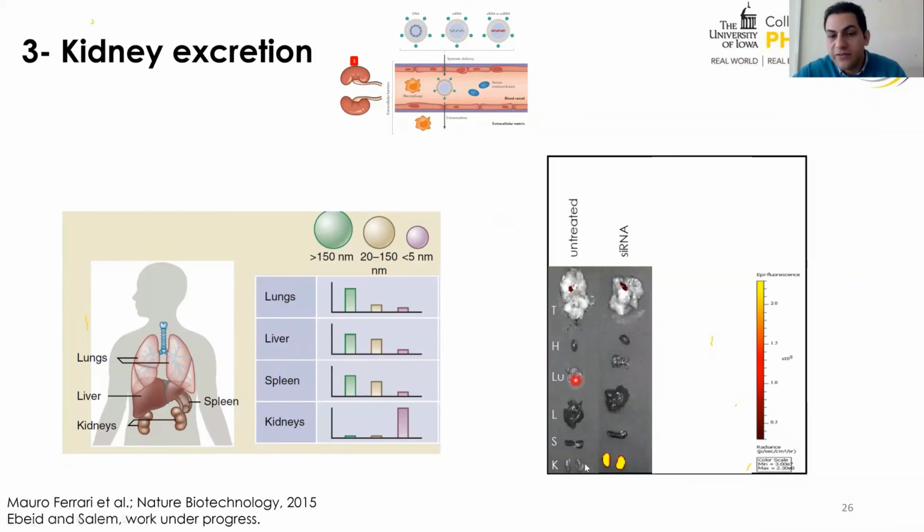So the first one on the left is an untreated control, which you usually don't expect to see any signal coming out of it. We have a tumor, heart, lung, liver, spleen, and kidneys.